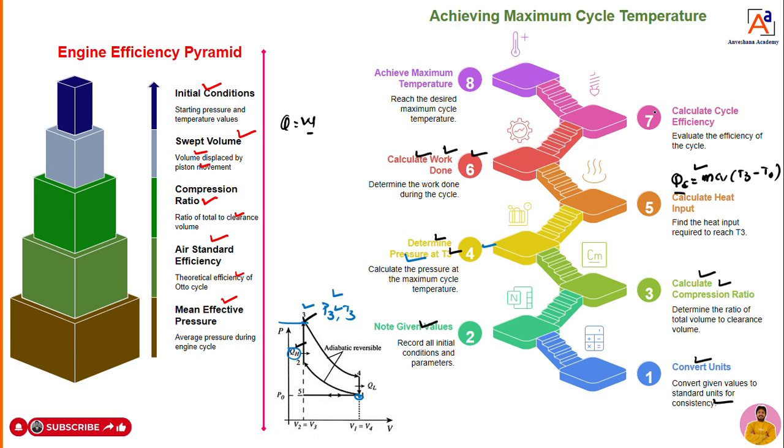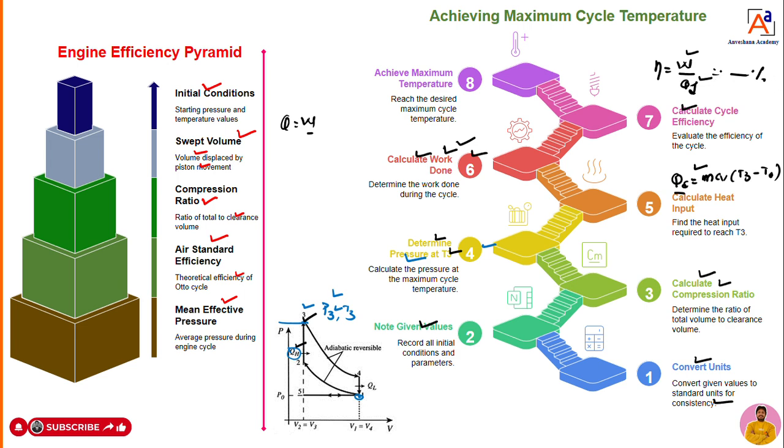Then the seventh step: once you know the value of Qs, the heat supplied, and the value of work done, then you can easily calculate the efficiency of the cycle or engine. Generally we know efficiency is the ratio of work done to the heat supplied. Once you know the value of W from step 6 and the value of Qs from step 5, we can calculate the efficiency. Then you can put that efficiency in terms of percentage.